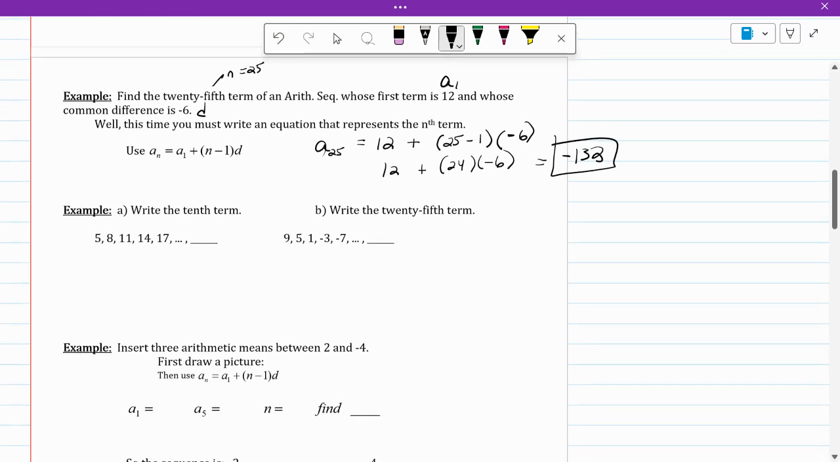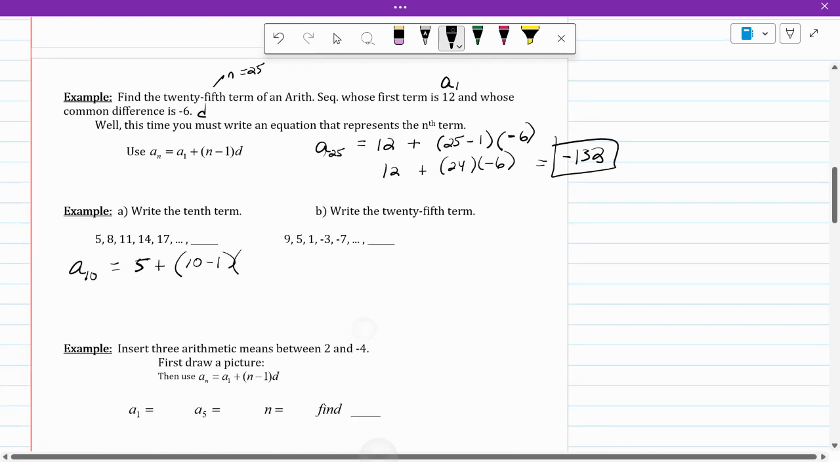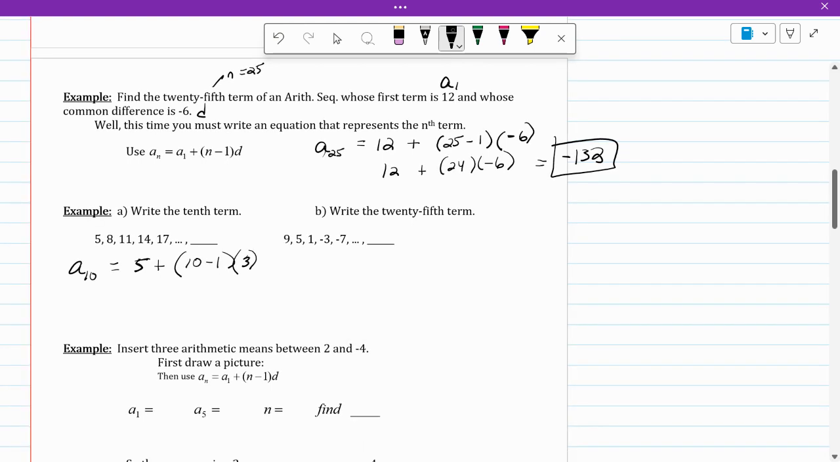Okay, so we're going to write the 10th term. So I'm giving you a sequence. We're going to write the 10th term. So we want a sub 10. Okay, so I know what the first term is. So it's the first term plus n minus 1 times the difference. So n is 10 in this case. And then the difference is, well, we could get the difference by looking at the pattern, can't we? It looks like 5 to 8 to 11. It looks like the difference is positive 3. So we get 5 plus 27, which is 32.